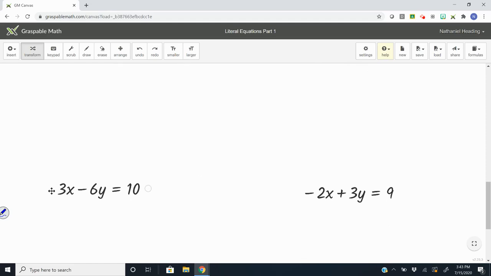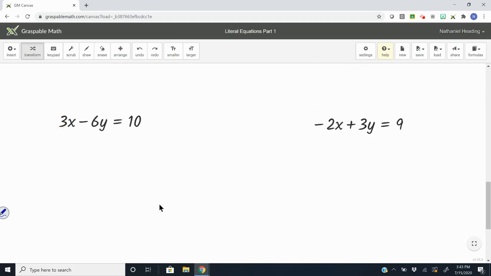Here's what I want you to do. There are 2 questions here. I would like you to pause the video and solve for y. Start with the left one, and then we'll go over it. So let's give it a shot.